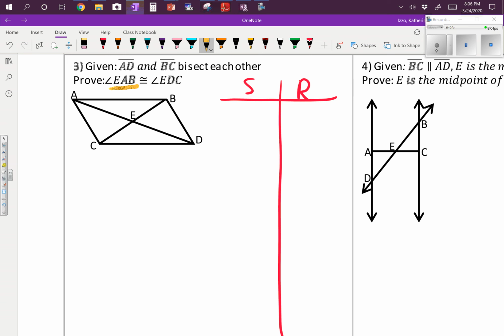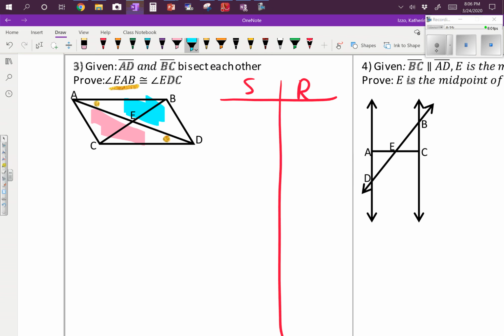EAB is this angle right here. Now, I'm using a bright yellow gold marker. That's probably what you want to use because we don't have that EAB is the same as EDC. We do not have that these two angles are the same, but we want to prove those two angles are the same.